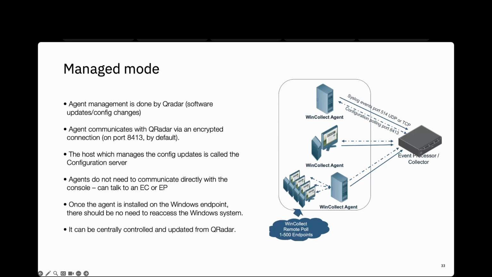In the diagram on the right hand side, we can see that there is one event processor and 3 Windows servers where the WinCollect agent is installed. The dotted line shows the 8413 communication between the Windows server and the event processor, and the arrow shows that it's a bidirectional communication. The other arrow shows the syslog event forwarding on port 8413. This is used for normally forwarding the events and the health events from the WinCollect side.